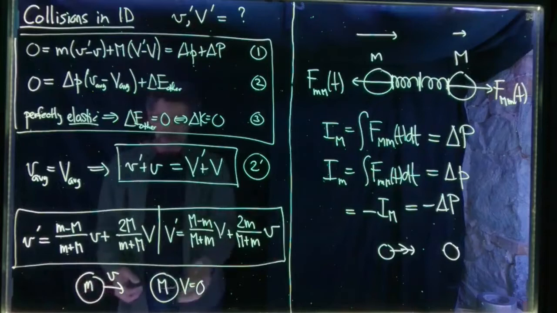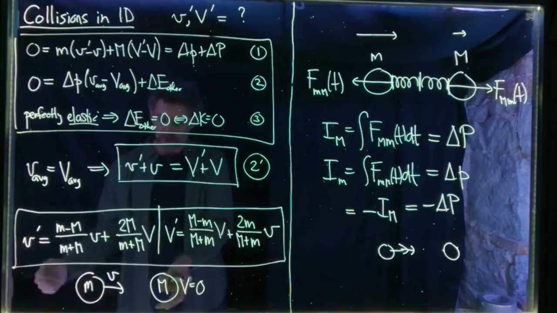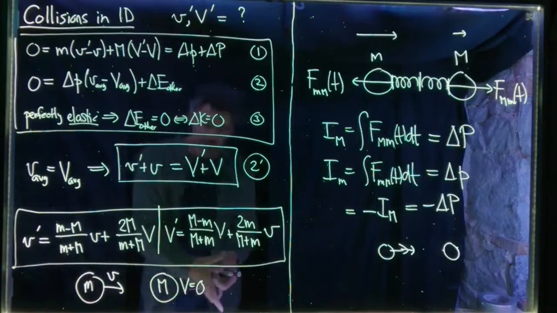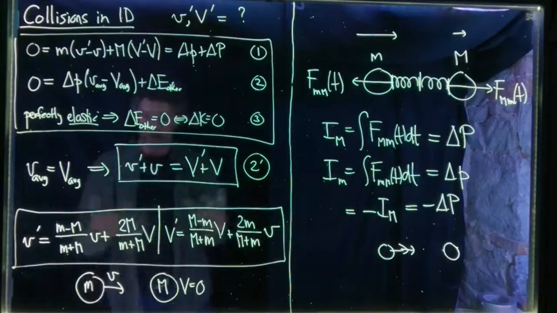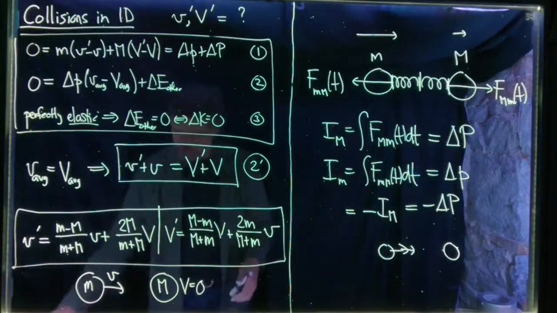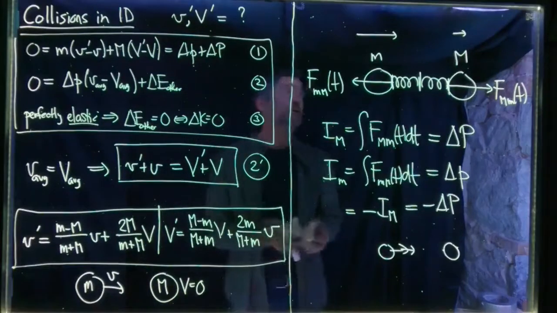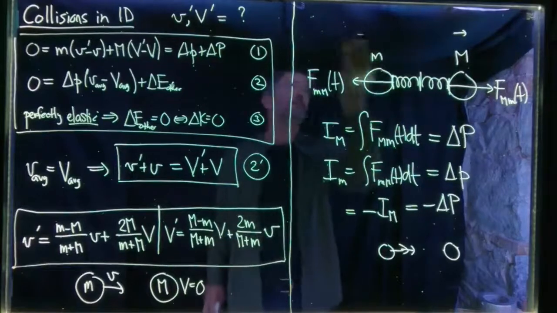For example, if big M is huge compared to little m, then basically little m is going to bounce off of big M. If little m is huge compared to big M, then little m is just going to fly through like this. And so the final velocity of little m is going to be to the right, and so on and so forth. Okay, so there's all kinds of different situations that arise. So let's look at those situations.